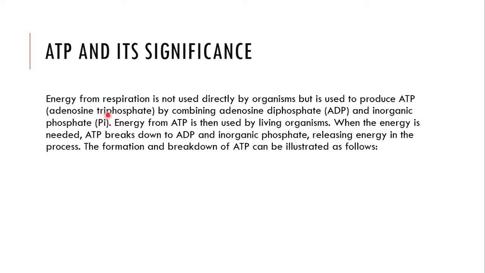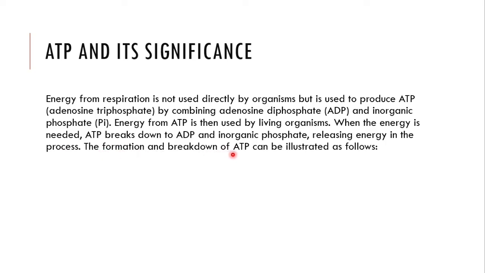How is ATP formed? By combining adenosine diphosphate, which is ADP, and inorganic phosphate, which is Pi. So the energy that is produced from respiration is not directly used. Instead, it is used to form ATP by combining ADP and Pi, which is inorganic phosphate. So energy from ATP is then used by living organisms. When the energy is needed, ATP breaks down to ADP and inorganic phosphate, releasing energy in the process.